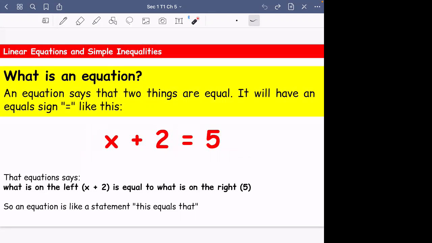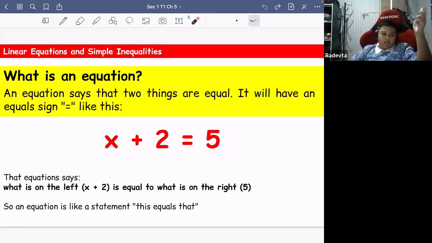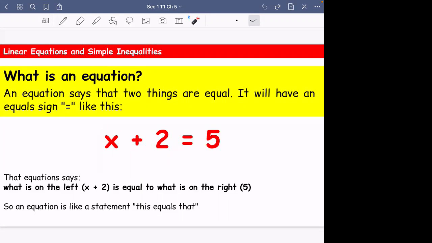Now you can think of x as, let's say, what. What number plus 2 is equal to 5? Anyone? What's your answer? 3. 3, right? So that's your answer for this one. So x is equal to 3, because 3 plus 2 is equal to 5, right? Very easy.